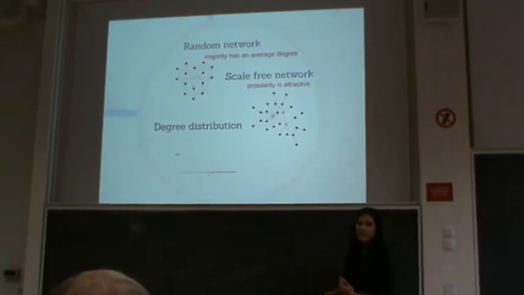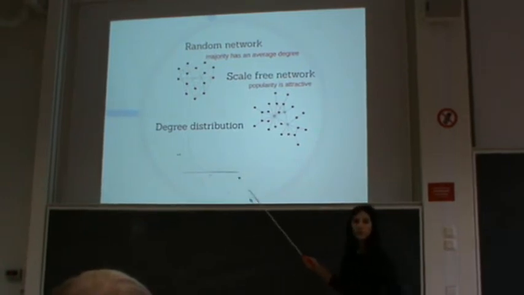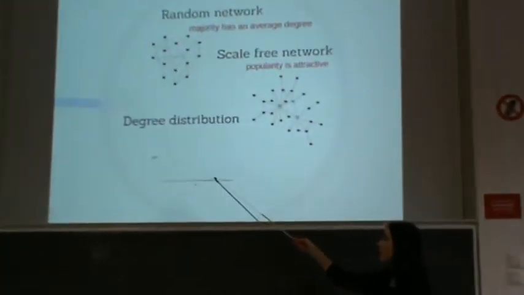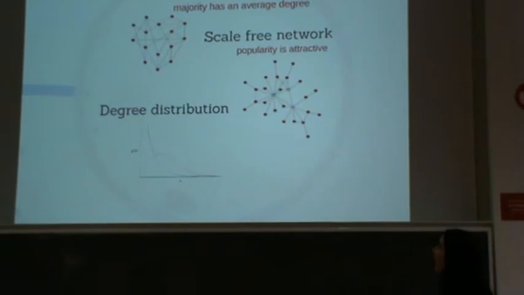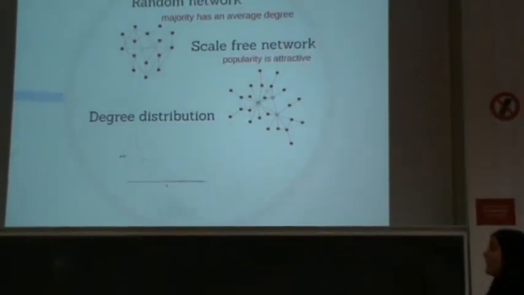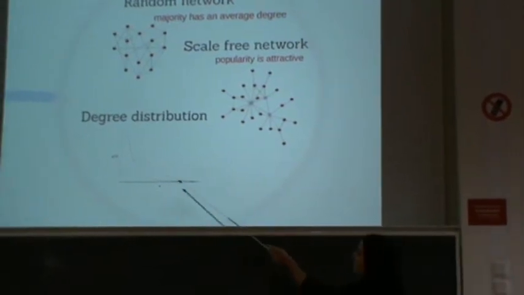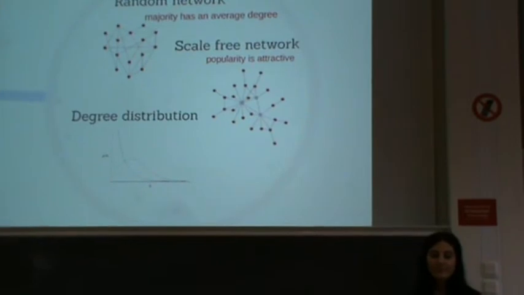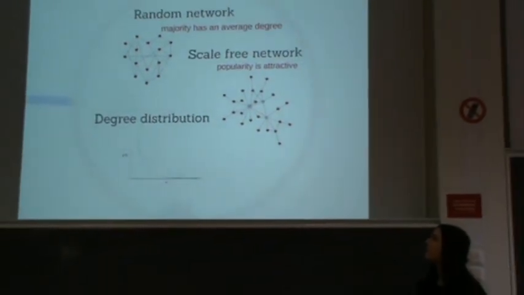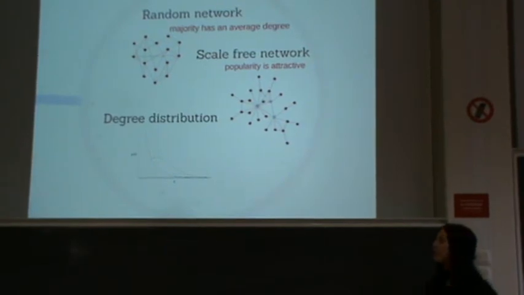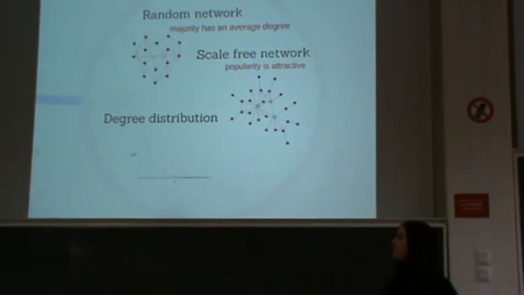And this can also be reflected in the distribution. For example, these hubs here correspond to this node tail. And at the same time, the rest of the nodes have really few links, which correspond to this kind of peak here. So a scale-free network is more realistic than a random network if we want to describe real-world systems.